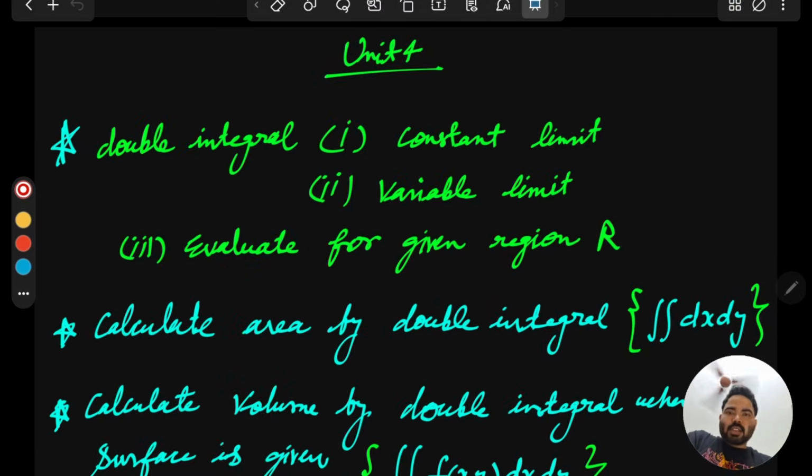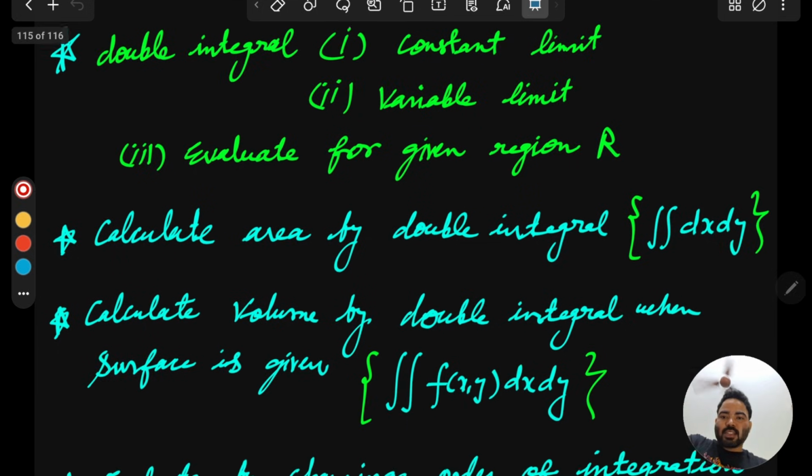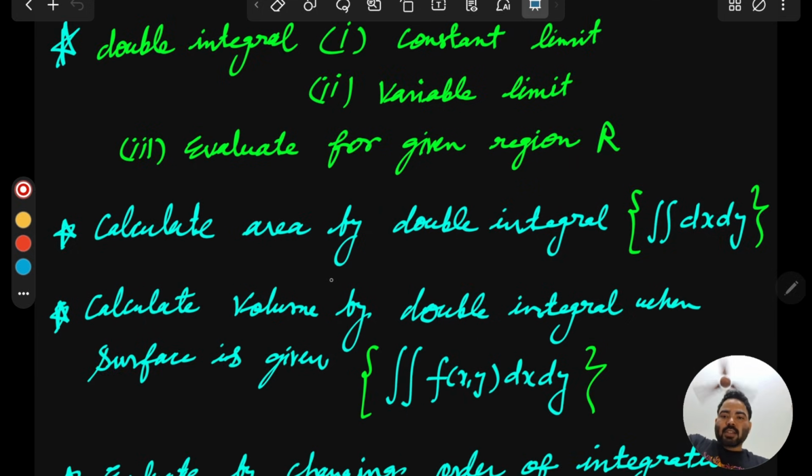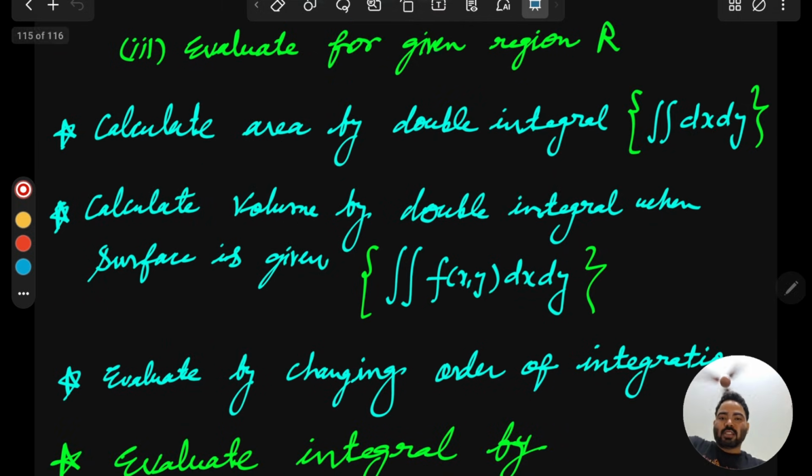Hi everyone, my name is Arjun Gungar and in this video we will discuss unit 4 of calculus. In this unit we will see how we can solve the double integral with constant limits, variable limits, and if the region is given. After that we will discuss how we can solve the double integral and find the area using the double integral.